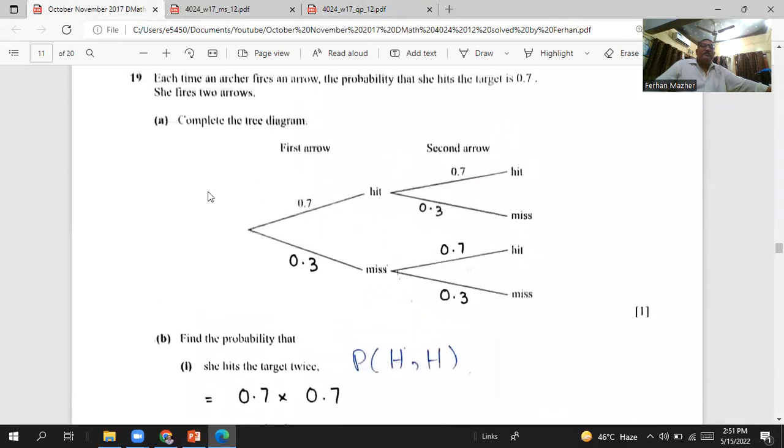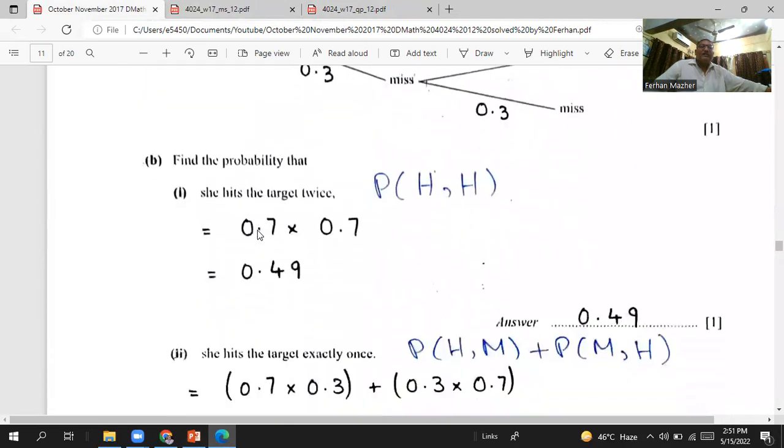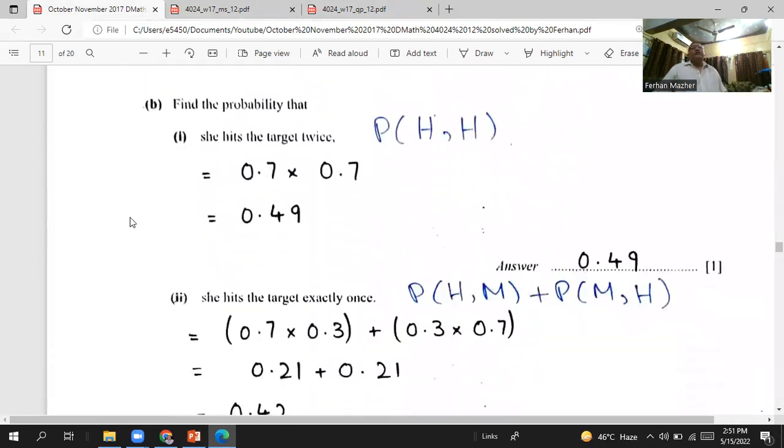So we will find, you see this. Okay, so we have to fill this. So I hope you can do that. Okay, the A part is find the probability that she hits the target twice, means probability of hit, comma, hit. So it will be 0.7 multiplied 0.7, and that will be 0.49.